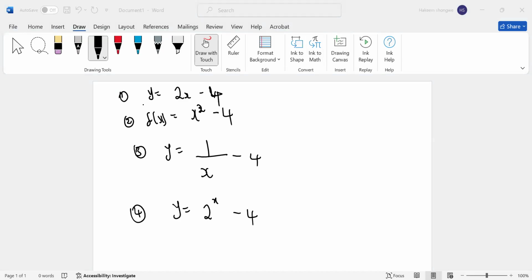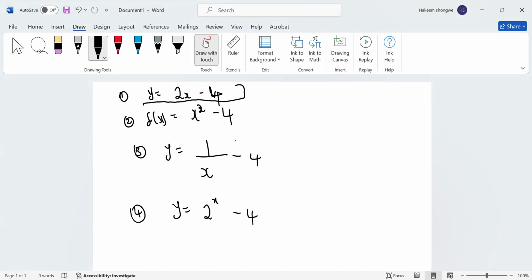How do you see it? What kind of a function is this one? So we have y is equal to 2x minus 4. It is a function. And then what kind of a function is it? That's what we first have to find out. What kind of a function is this one?